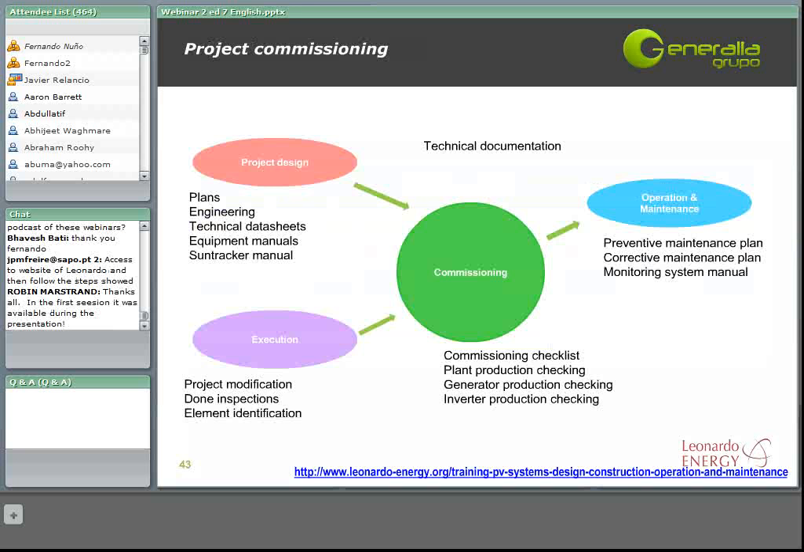Then, during this webinar, we have gone through the execution, where the project modification and the inspections done and the element identification should be taken into account. For this step that we are seeing and studying right now, which is the commissioning, it is really important to have a commissioning checklist and to check the production of the plant, the production of the generator, and the production of the inverter separately. Finally, in the next webinar, we will study the operation and maintenance. So we will not go through these different measures till we get to the next webinar.